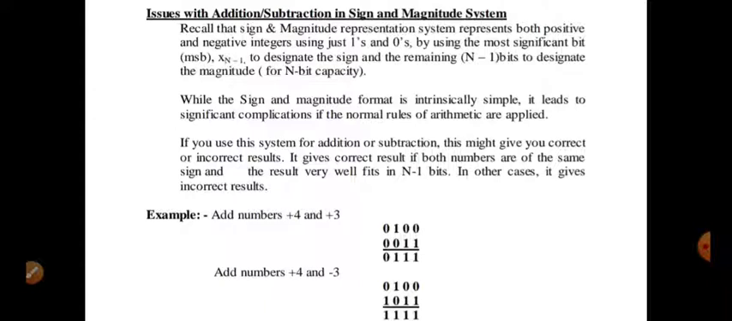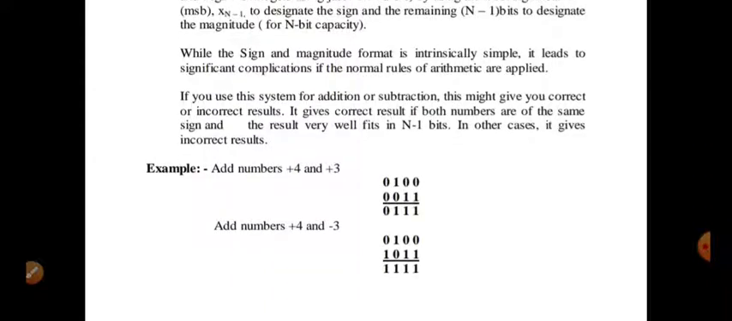So by these words, it is very clear that this method also has some drawback. If the numbers are of the same sign, then there will be no problem. But suppose the numbers are of different sign, in that case a problem arises. Now you can see it in this example also.